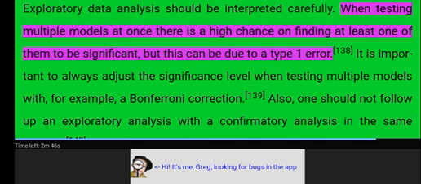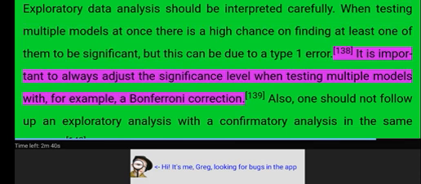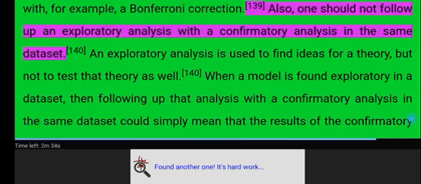When testing multiple models at once, there is a high chance of finding at least one of them to be significant, but this can be due to a type 1 error. 138. It is important to always adjust the significance level when testing multiple models with, for example, a Bonferroni correction. 139. Also, one should not follow up an exploratory analysis with a confirmatory analysis in the same dataset.